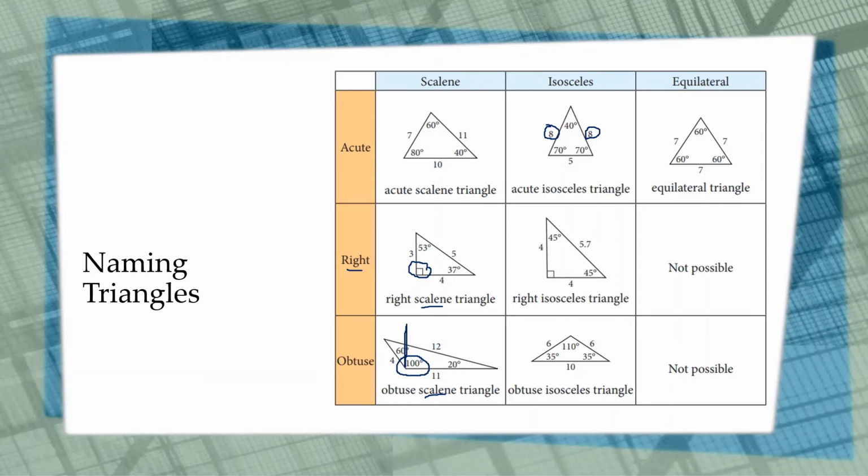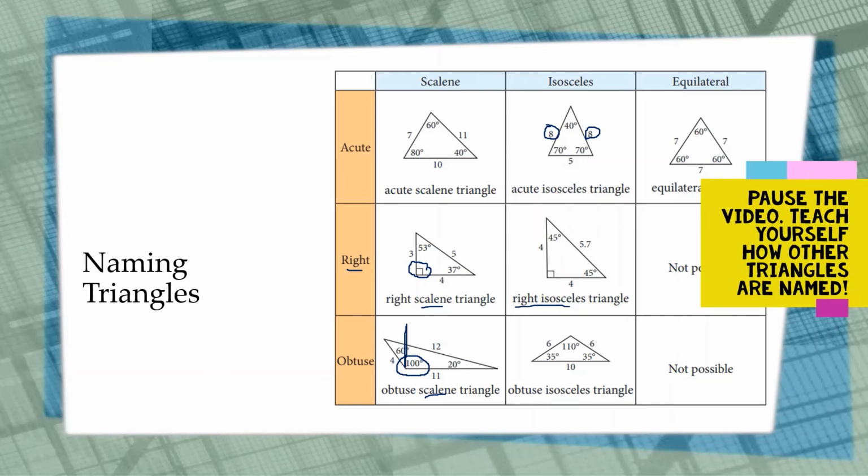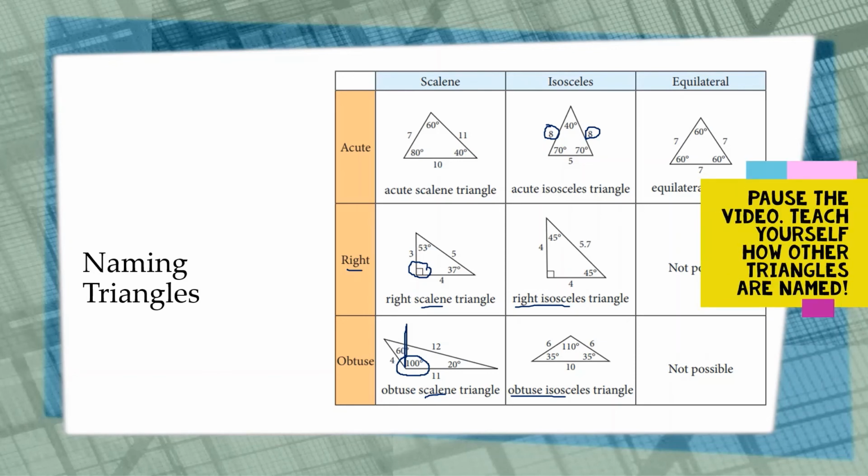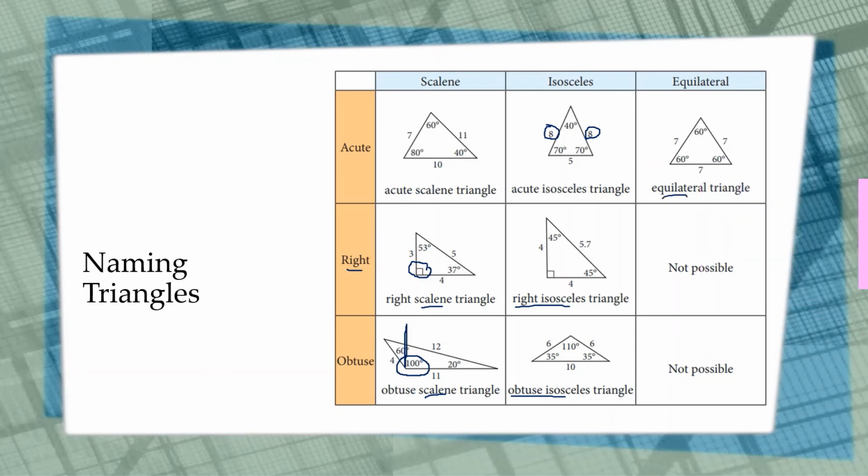Okay, I'm going to let you pause this video at this time so that you can look and teach yourself why this one is called a right isosceles and why this one is called an obtuse isosceles. I also wanted you to look at why this one is called equilateral.